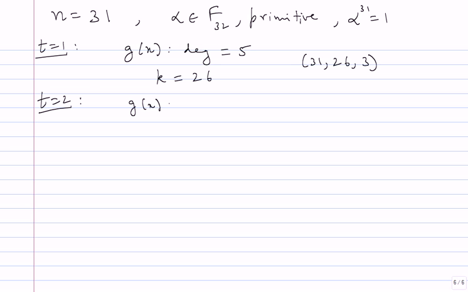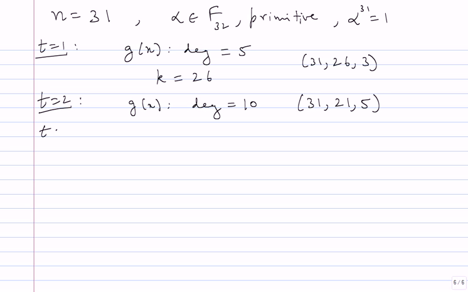Likewise, for g of x, you would have degree 10. Okay, so we'll see, you'll have 10. So you would get a (31, 21) code. Well, I know it's actually equal to 5 as well. So equal to 5 code.